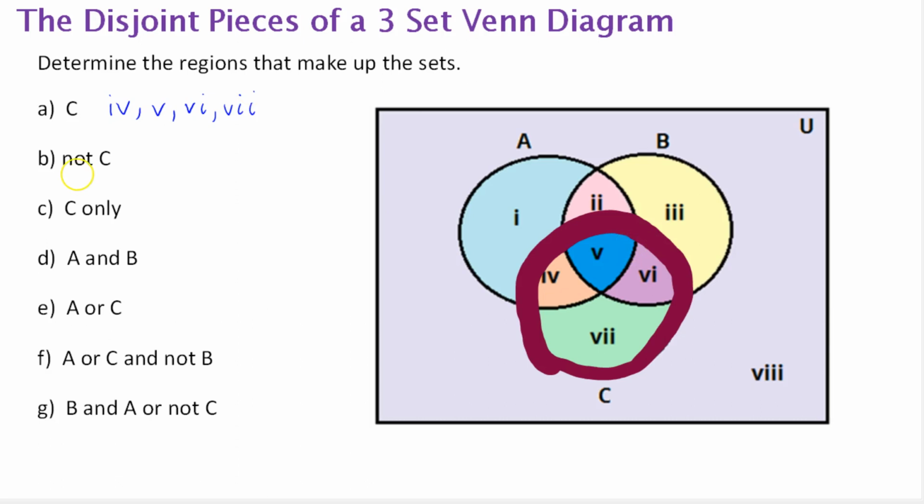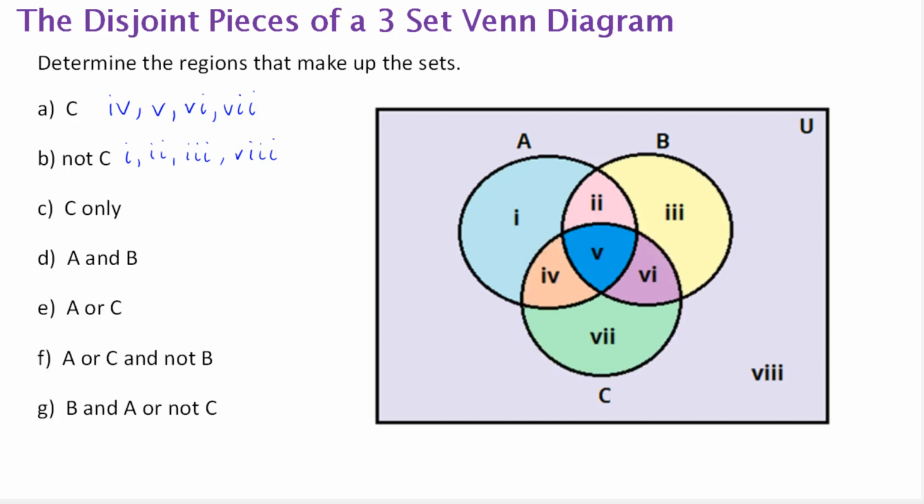The next question asks us for the regions that are not C. Well, you're either in C or not in C. So we just found the regions for C, so we could think of just eliminating these regions to find the regions that are not C. So that would be the regions 1, 2, 3, and 8. They're not in the C circle. So 1, 2, 3, and 8.